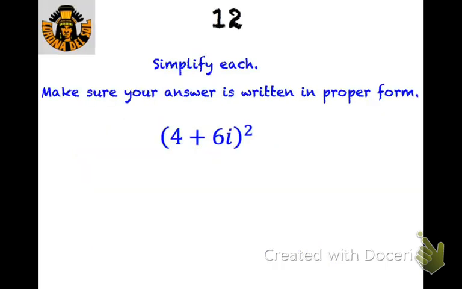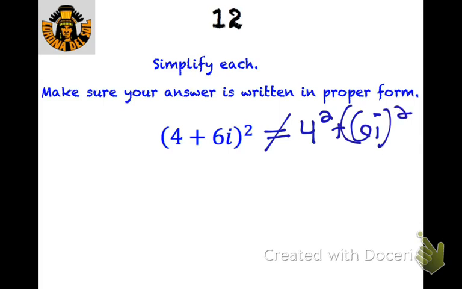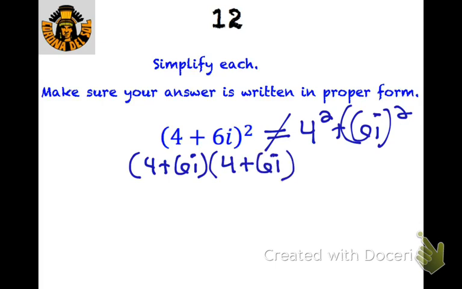Okay, this one has 4 plus 6i and it's squared. So we want to remember that we have to write this out side by side. This definitely is not equal to 4 squared plus 6i squared. That would not get us the right solution. So what we have to do is write this out side by side. So 4 plus 6i times 4 plus 6i, and then we're going to FOIL this.